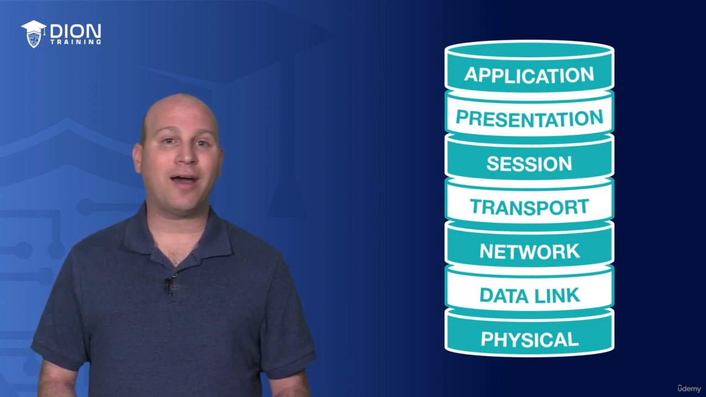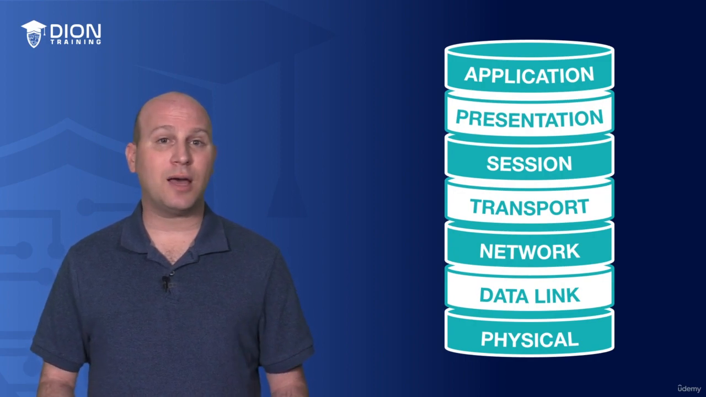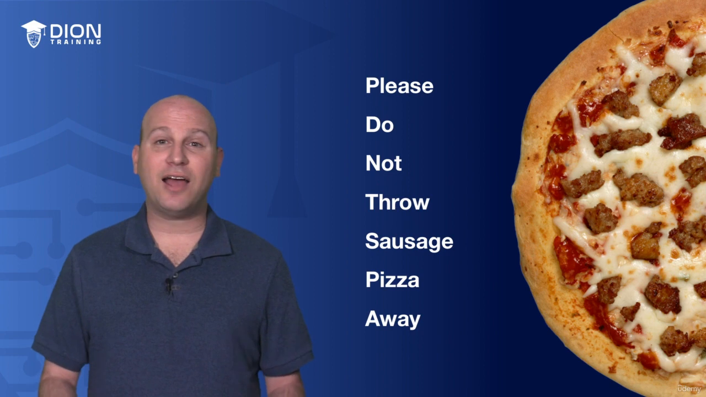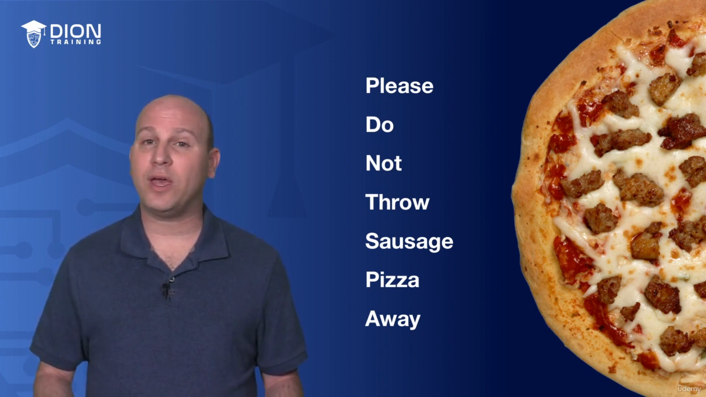Now, to help you with that, I like to use a memory aid known as a mnemonic. In the case of the OSI model, I like to think about my favorite kind of pizza when I'm listing things from the bottom layer to the top layer. Now, my favorite kind of pizza is sausage pizza. So, if you want to remember these 7 layers of the OSI model, just remember what I always say about sausage pizza. Please do not throw sausage pizza away. After all, I think sausage pizza is pretty tasty, right? And so, you shouldn't throw it away and waste it.